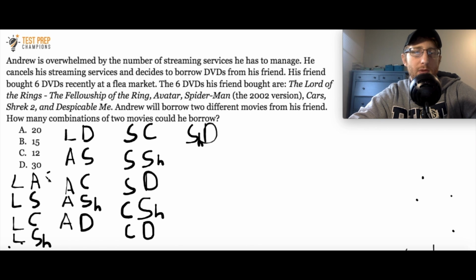and we'll see that if we count them up, we would have 1, 2, 3, 4, 5, 6, 7, 8, 9, 10, 11, 12, 13, 14, 15 different combinations of the two movies. So we would see that B is the correct answer. So if you want to do them by hand, this is how you would do it.